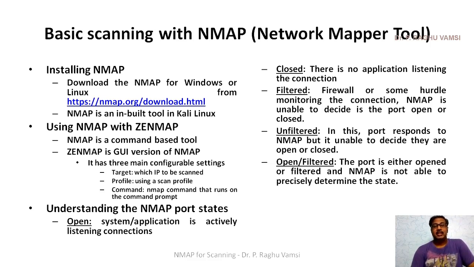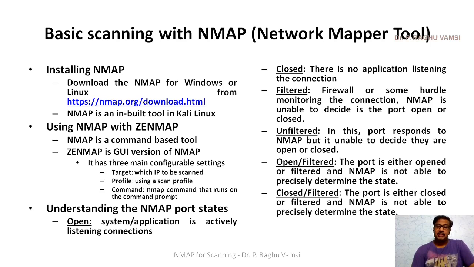Another state we'll get is open|filtered. It means that the port is either open or filtered, and Nmap is not able to precisely determine the state. The same is the case with closed|filtered. The port is either closed or filtered, and Nmap is not able to precisely determine the state. So here we cannot say whether the port is open or filtered, as Nmap cannot decide based on the information it got from the particular port.